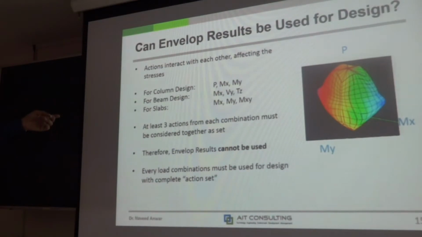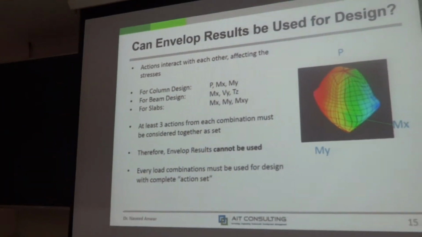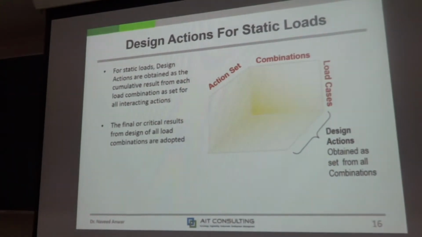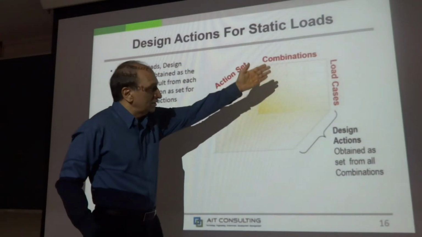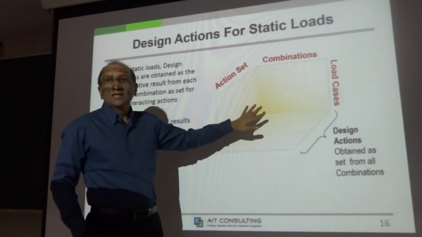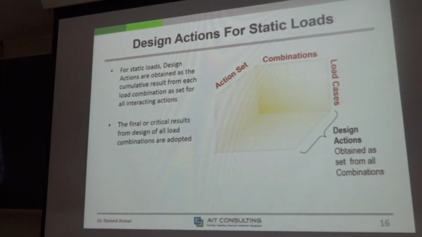But we already know that the envelope is something that we cannot use. This slide we talked about last time. We need the action sets because of the interaction. So that is why we normally cannot use enveloping. And we also talked about the design actions for static loads: combination, action set, combination, load cases, design actions obtained. So this is like a three-dimensional matrix from which we take out one block at a time to check for the design.